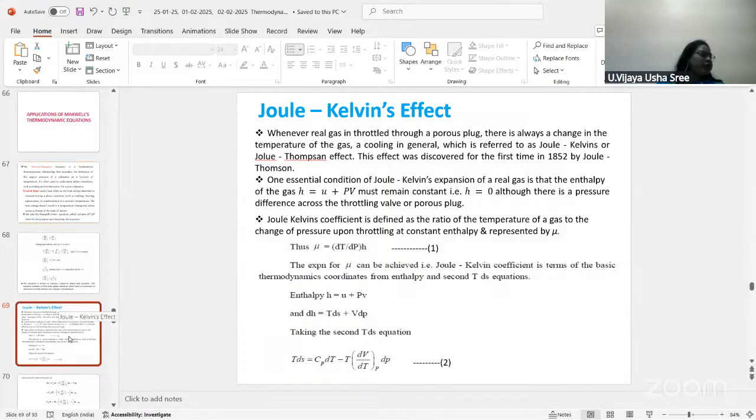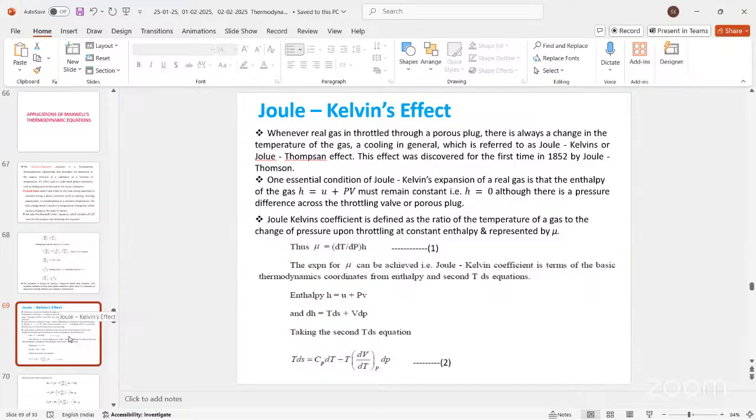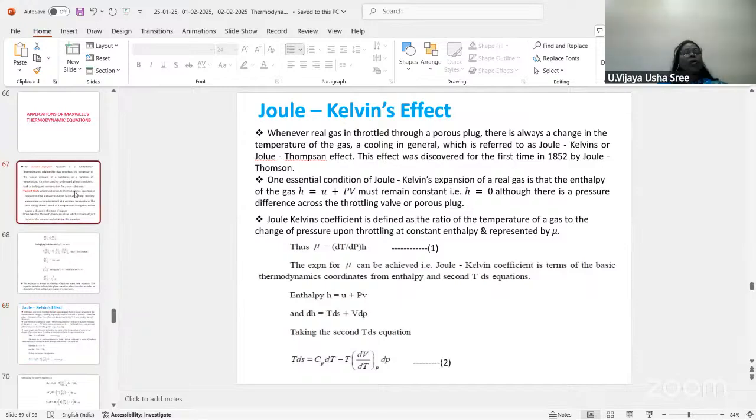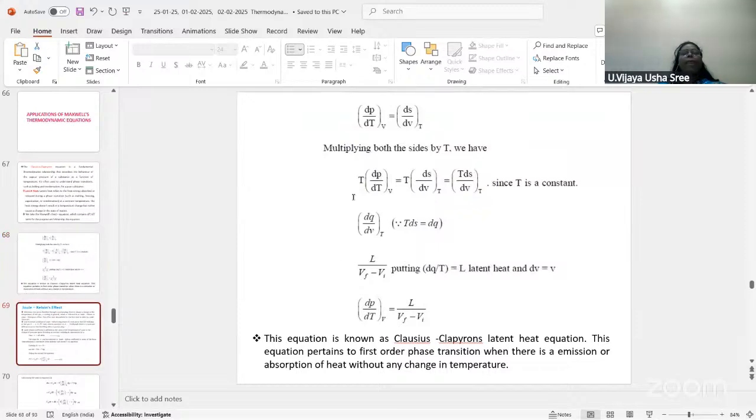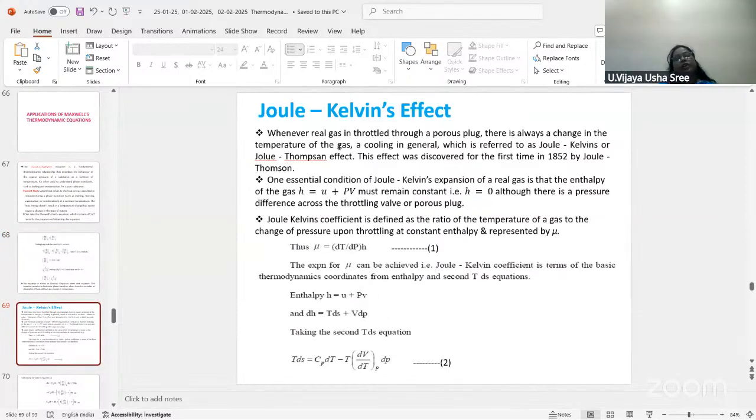So the first example is Clausius, and the second example is the Joule Kelvin, that is also called the Clausius and latent. These are the same applications of Maxwell's thermodynamics. Then the second one we are taking here is the Joule Kelvin effect.